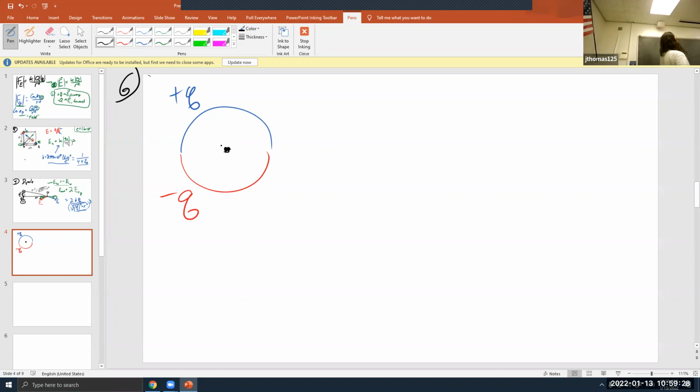They're going to ask us to find the electric field exactly dead at the center of the circle. Why are they asking us about that specific point? Because if it was anywhere else, we couldn't do it. Well, we could do it, but it would get very, very messy very quickly.